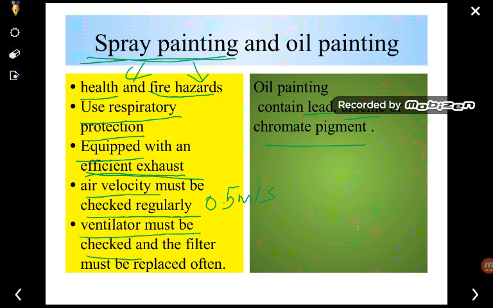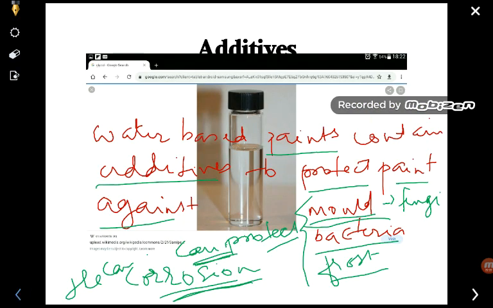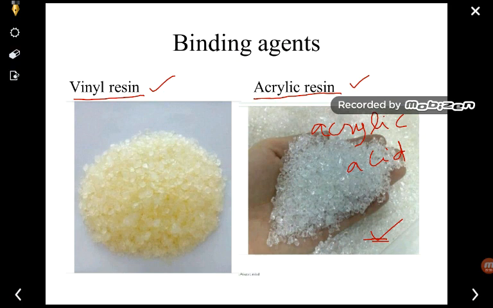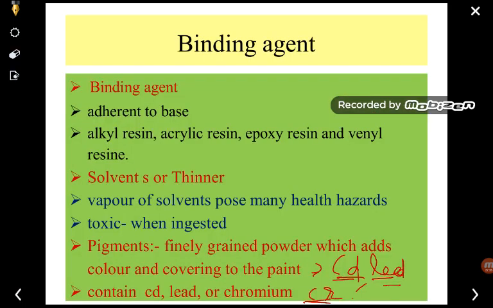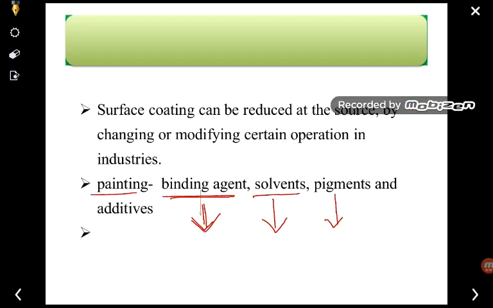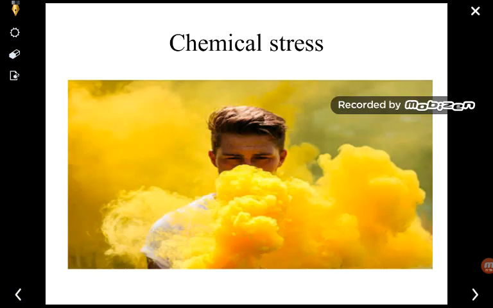So today we have already covered the topic of chemical stress. The rest of the topic regarding chemical stress will be covered in tomorrow's lecture.